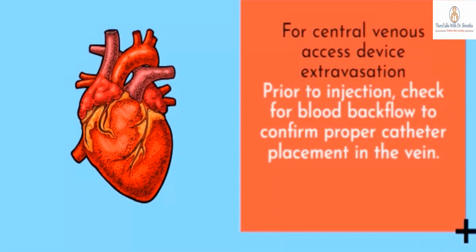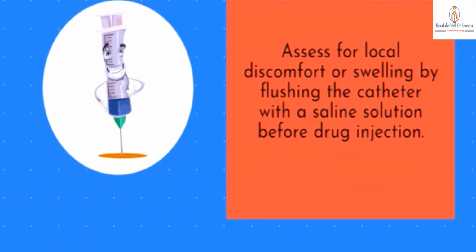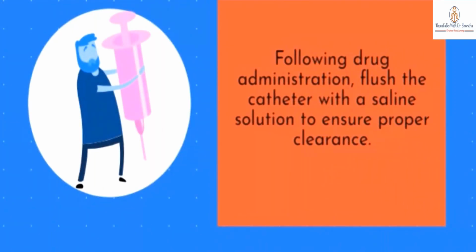For central venous access device extravasation. Prior to injection, check for blood backflow to confirm proper catheter placement in the vein. Assess for local discomfort or swelling by flushing the catheter with a saline solution before drug injection. Following drug administration, flush the catheter with a saline solution to ensure proper clearance.